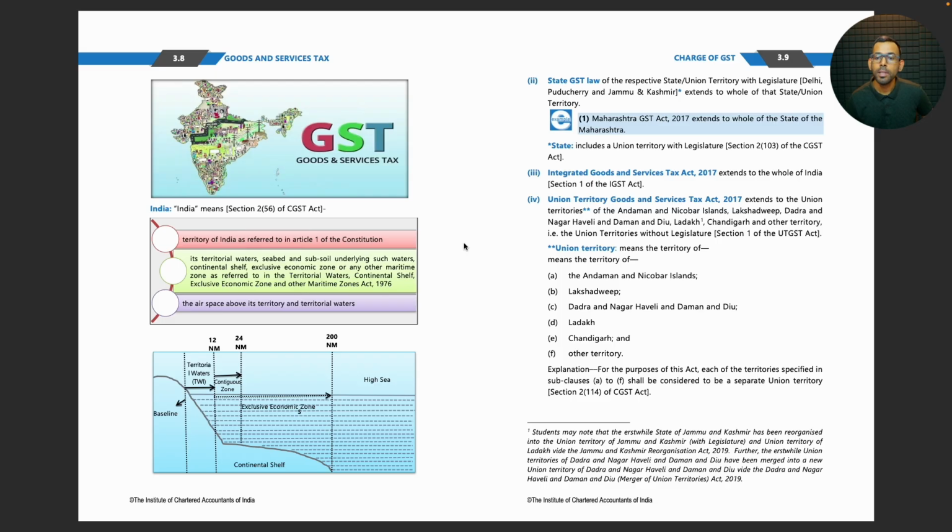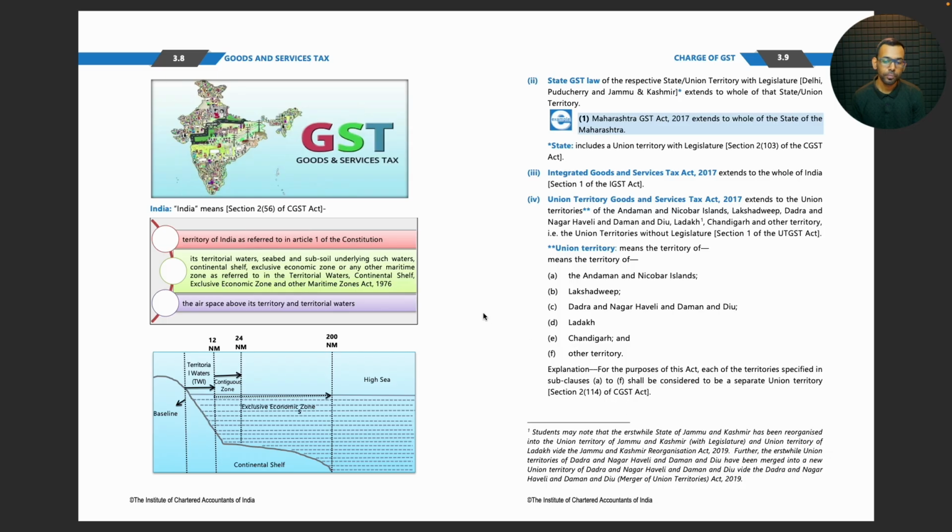The State GST law of the respective state or union territory with legislature extends to the whole of that state or union territory. State includes a union territory with legislature. IGST extends to the whole of India. UTGST extends to the Union Territory of Andaman Nicobar, Lakshadweep, Dadra Nagar Haveli, Daman and Diu, Ladakh, Chandigarh and other territory, that is Union Territories without legislature.